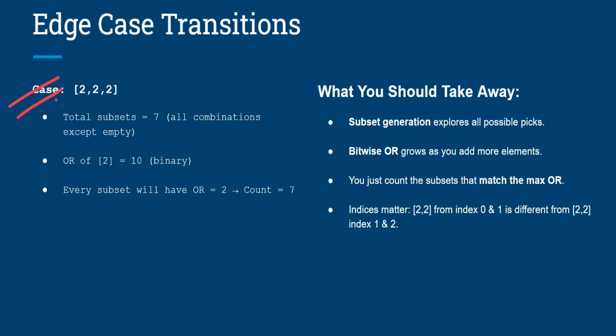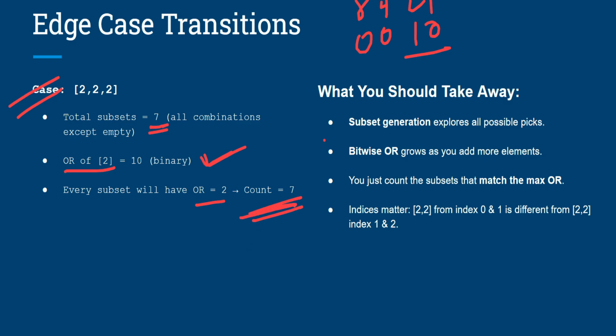Now understand the edge case. If you have the array 2, 2, 2, right? So total subsets are 7, all combinations except the empty one. If we take the OR of 2, we'll get 1 0, with place values 8 4 2 1. To get the 2, we have only this one, and the rest are zeros. So 1 0 is the binary. So every set has OR 2, and that's why we'll get 7. So you try this edge case and you will get the count 7.